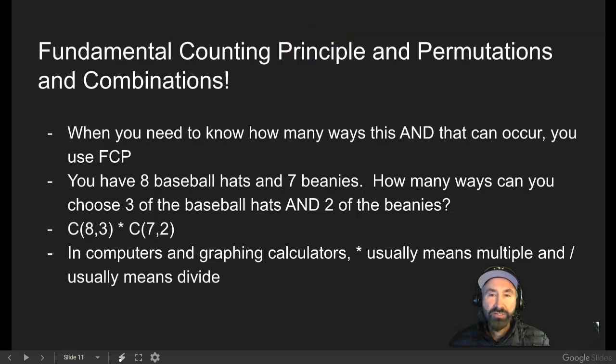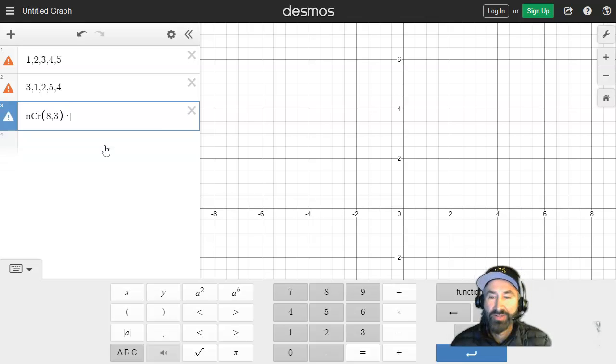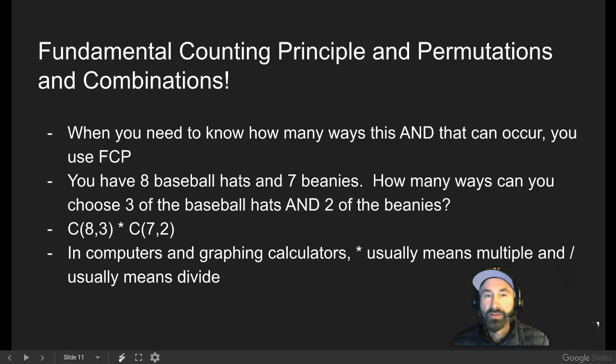And just to be safe, let's go ahead and type this into Desmos. And let's see if I can prove myself right on this. So we've got 8, 3, and 7, 2. So I'm going to do nCr(8,3), and then I'm going to try an asterisk. Ooh, it makes it into a multiply, cool. And then nCr, lowercase r, (7,2). And then it'll do the two combinations and multiply them together and we get a result. Okay, by the way, kind of a shockingly large result for the number of ways that we could choose 3 of 8 baseball hats and 2 of 7 beanies.